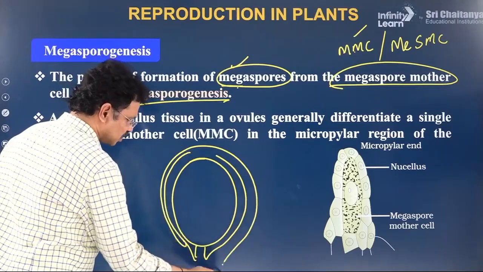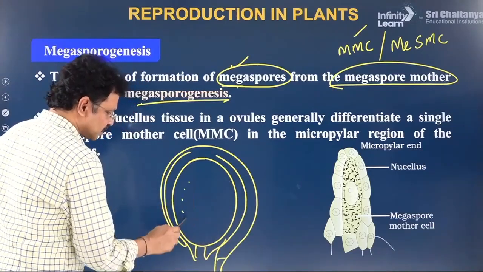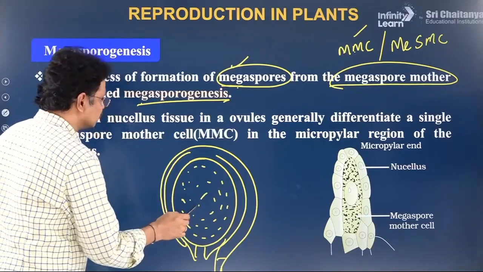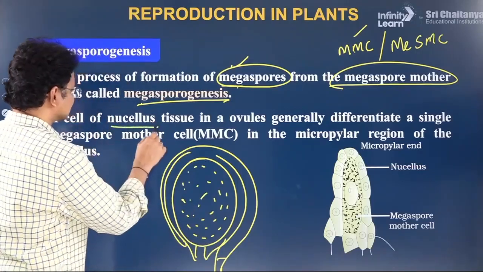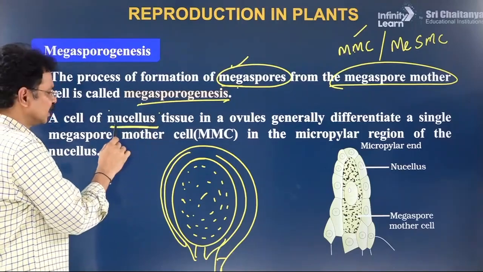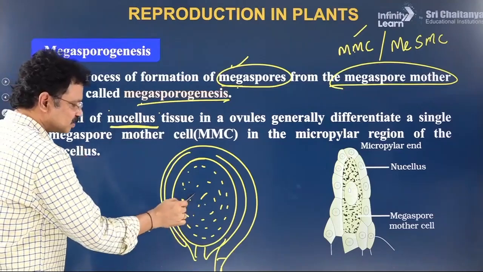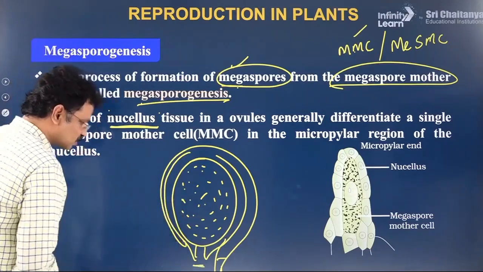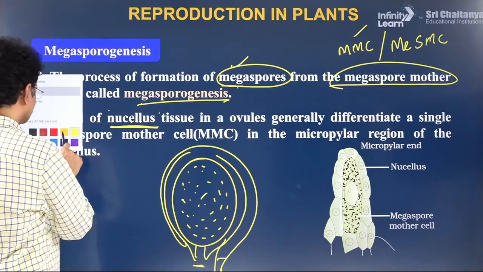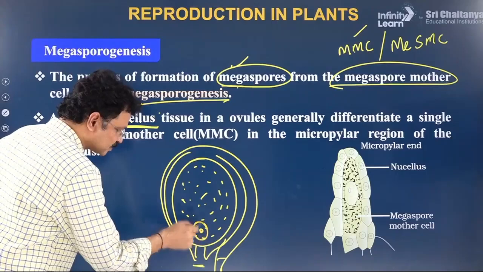They may be either 2 or 1. Stalk, hilum, integuments. The bulkiest part of this ovule is the nucellus tissue. Nucellus, not nucleus. The spelling is different from nucleus to nucellus. Deep within this nucellar tissue, towards the micropylar area, only one cell is modified into the MMC.